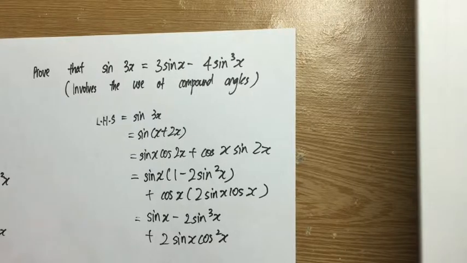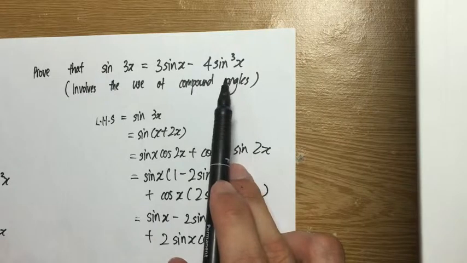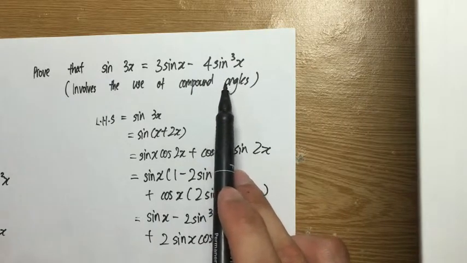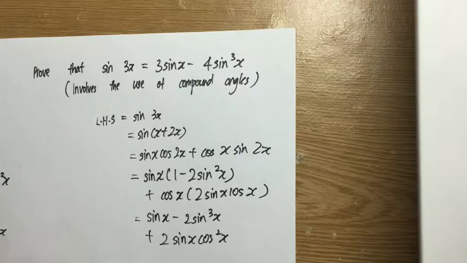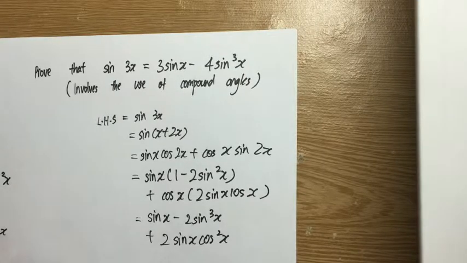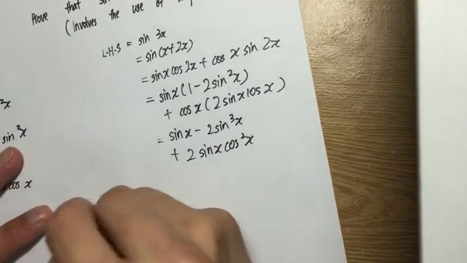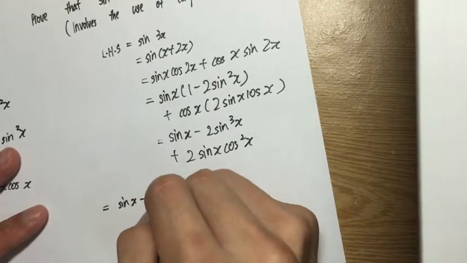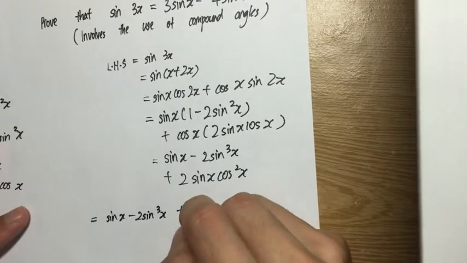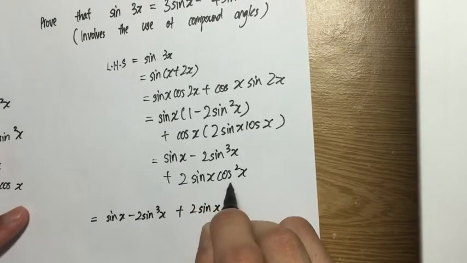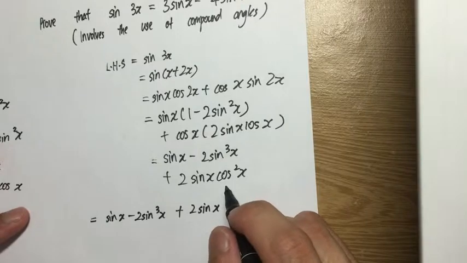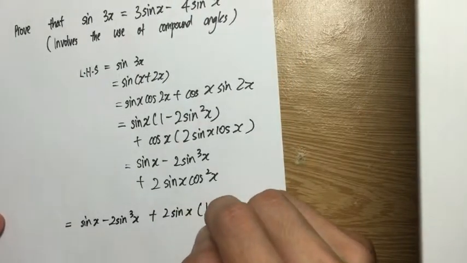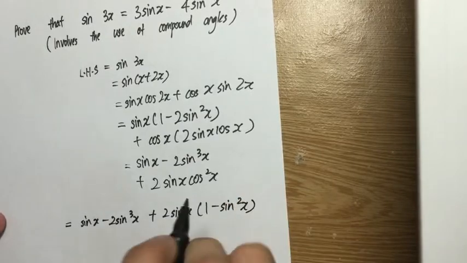Once again, if we look at this expression, there is a cos square x here. However, on the right hand side, there is no cos present. Hence, we can get rid of the cos square x by applying the Pythagorean identity of sine square x plus cos square x equals 1. This will give us sine x minus 2 sine cube x plus 2 sine x. By changing cos square x using the Pythagorean identity, we will get 1 minus sine square x.